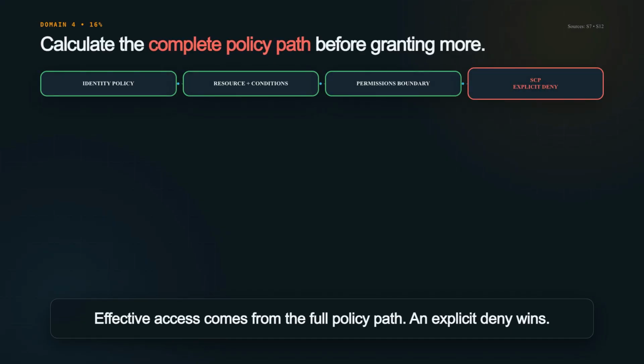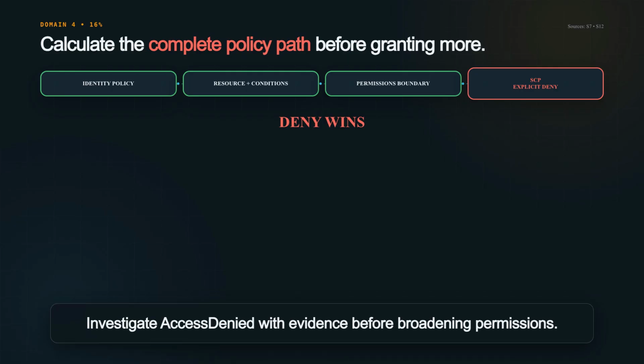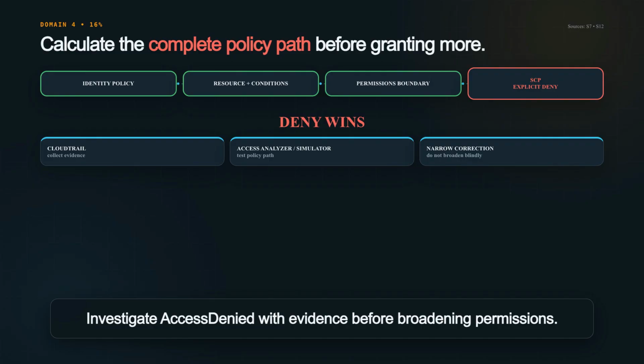Domain 4 is 16%. It covers IAM, multi-account controls, encryption, secrets, compliance, and security findings. Effective access is not determined by one IAM policy. Identity and resource policies interact with conditions, permission boundaries, and organization controls such as service control policies, and explicit deny wins. When an automation role gets access denied, use CloudTrail for evidence, then test the policy path with IAM Access Analyzer or the policy simulator before broadening permissions.